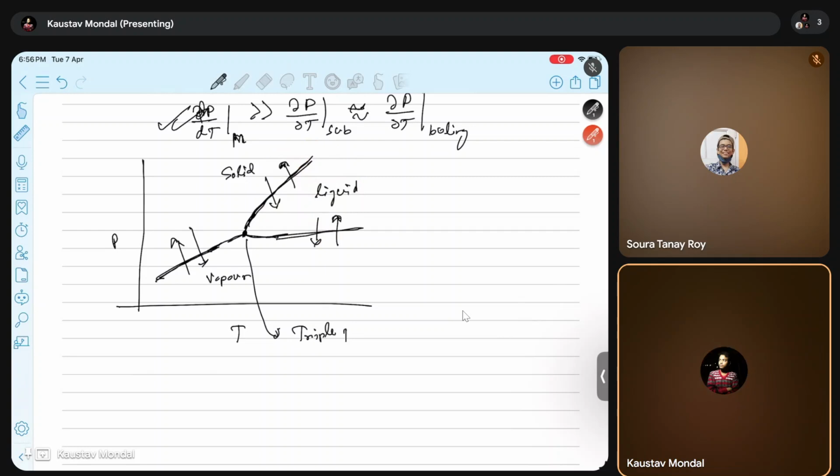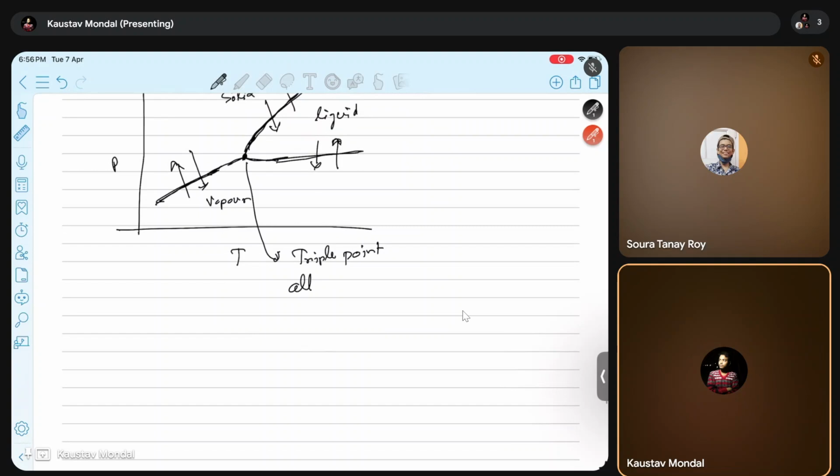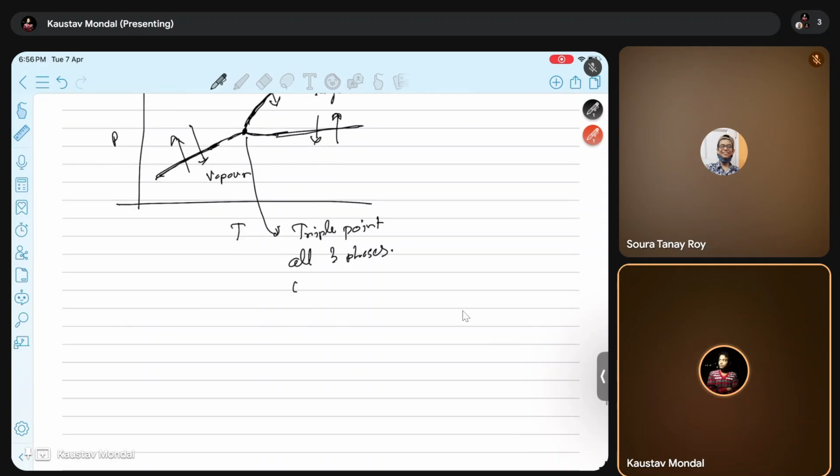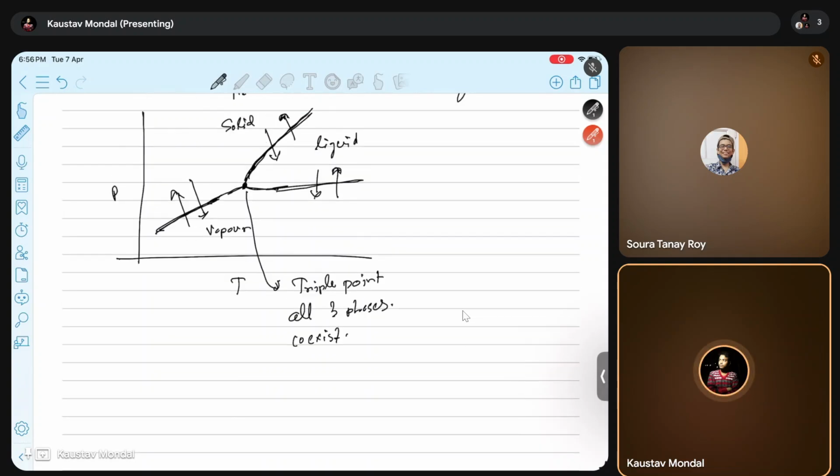Okay, not critical point, it's known as the triple point. All three phases coexist. Okay, this is known as the triple point. Critical point is actually here. This is the critical point. Okay, we have discussed what is the significance of this critical point, right? Pc, Vc, and Tc.